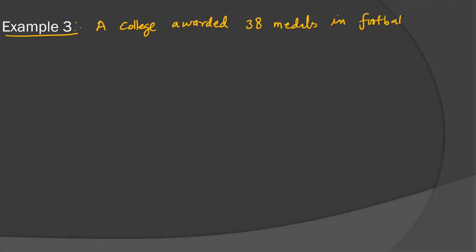Now I'm going to discuss a third problem, for 3 sets, and this is the last problem from my side in the set theory. A college awarded 38 medals in football, 15 in basketball, and 20 in cricket. There are 3 sets here: football, basketball, and cricket.